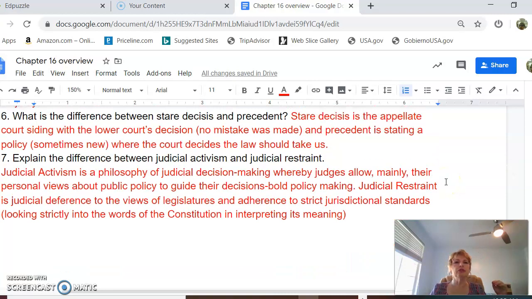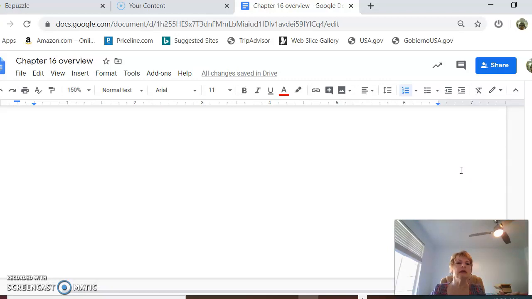Explain the difference between judicial activism and judicial restraint. This will be on your test. Judicial activism is a philosophy of judicial decision-making whereby judges allow mainly their personal views about public policy to guide their decisions. They are bold policymaking. They use shadows of rights to be active. Judicial restraint is a judicial deference to the views of the legislatures and adherence to strict jurisdictional standards, looking strictly into the words of the Constitution to interpret its meaning.